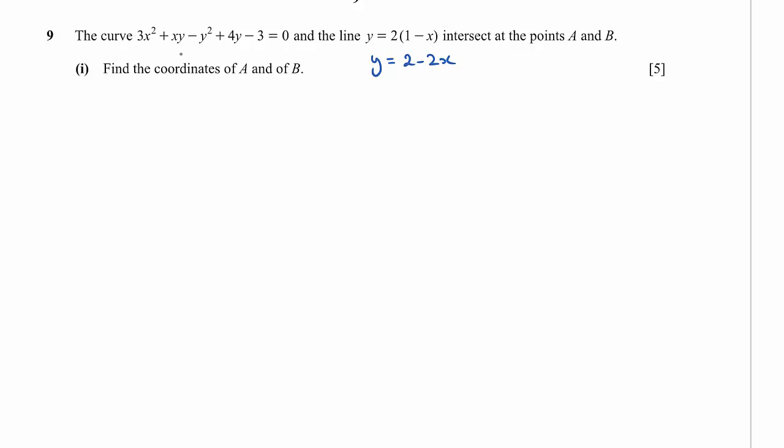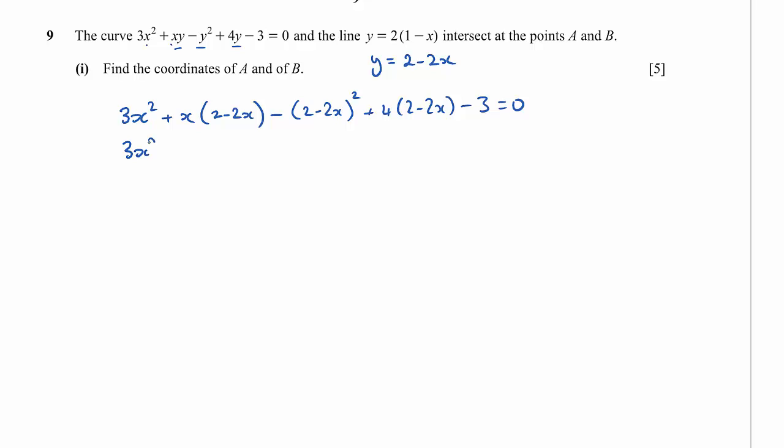Well, we could just substitute in here for y and work it out, and that's actually what I'm going to do. There's fewer places to substitute if we rearrange and substitute for x, but we'd then have fractions, so I think we might be better off just to substitute in more places. So we have 3x squared plus x(2 minus 2x), take away (2 minus 2x) squared, plus 4 lots of (2 minus 2x), take away 3 equals 0.